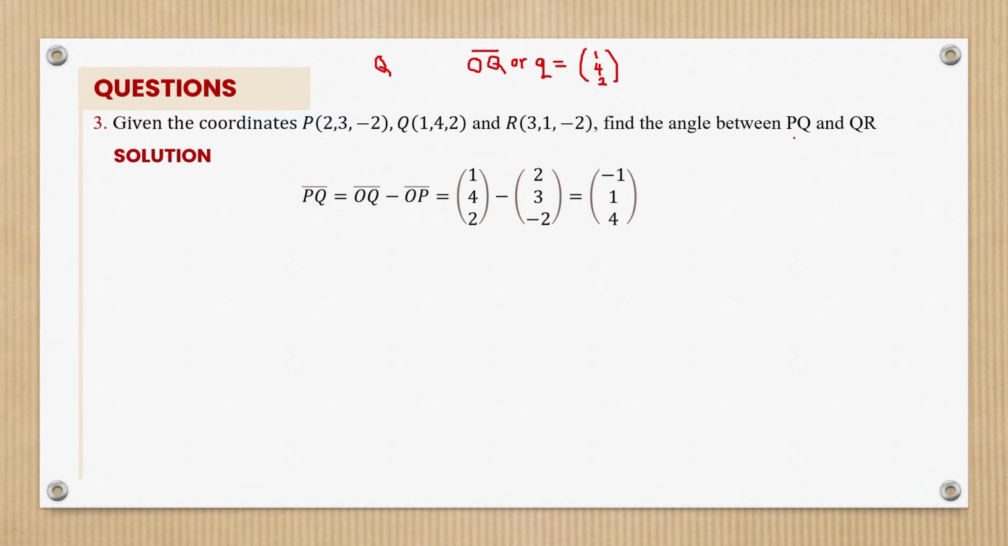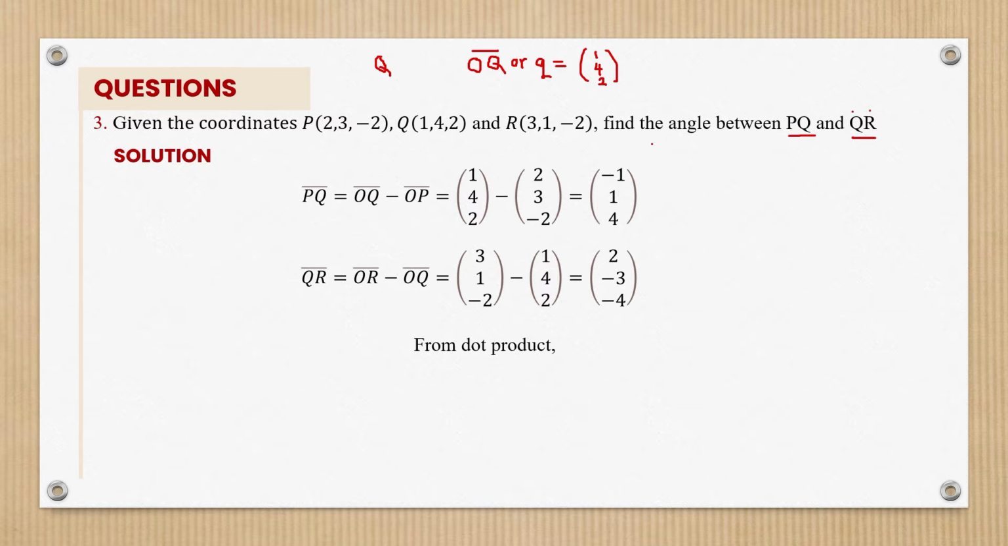So now PQ can be found from OQ minus OP. That's how we find PQ. So we're going to have (1, 4, 2) minus (2, 3, -2), which is actually the value of OP. And the answer shall be (-1, 1, 4). And also we're going to find QR. Now we're going to find QR from OR minus OQ. So we're going to have it this way. So we're going to have (3, 1, -2) minus (1, 4, 2) shall be equal to (2, -3, -4).